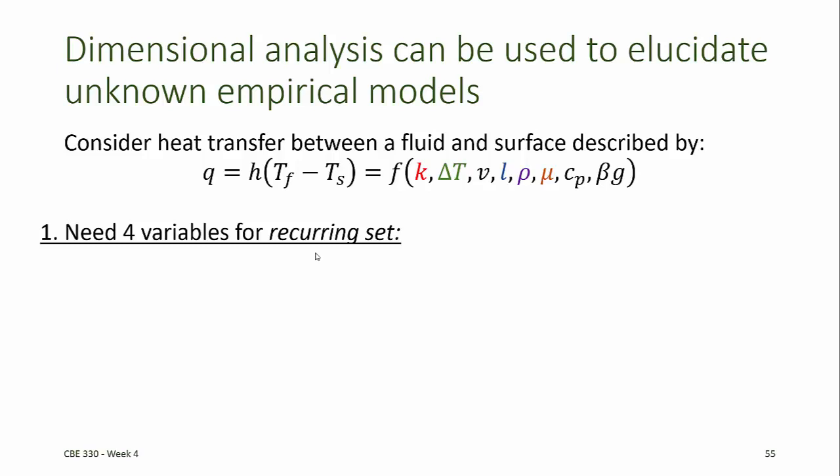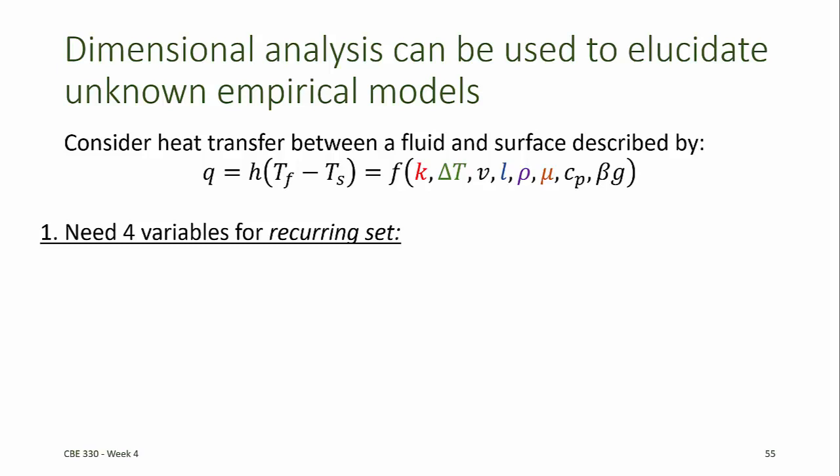Now, our basis set of recurring variables only needs to contain 4 variables because there are only 4 base dimensions represented among the variables shown here. Those base dimensions are length, mass, time, and temperature. To choose our recurring set, we'll try to introduce one new dimension with each variable. This will help us ensure that we have a complete set.